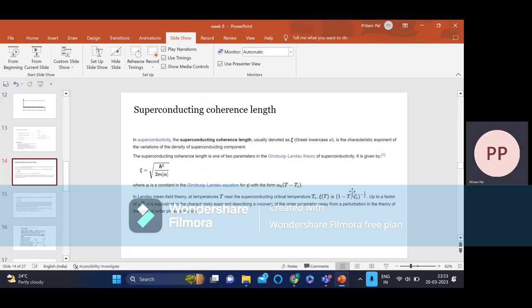So psi T is proportional to 1 minus T over Tc to the power minus half, after a factor of root 2. It is equivalent to the characteristic exponent describing the recovery of the order parameter away from a perturbation in the theory of the second order phase transition.